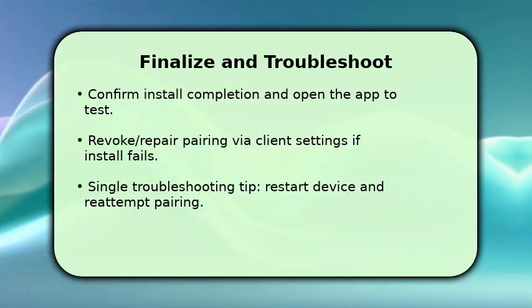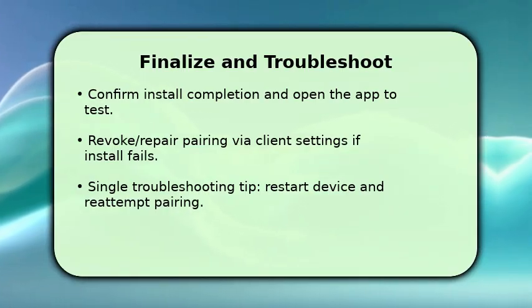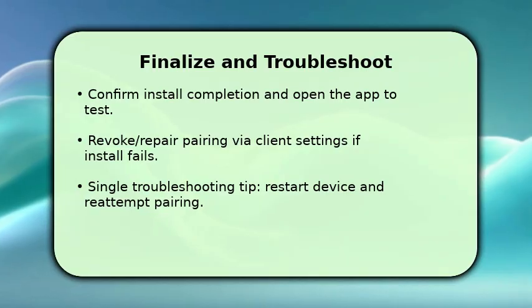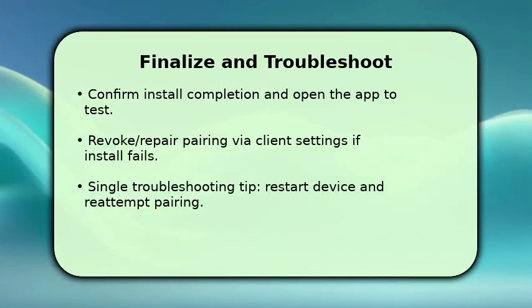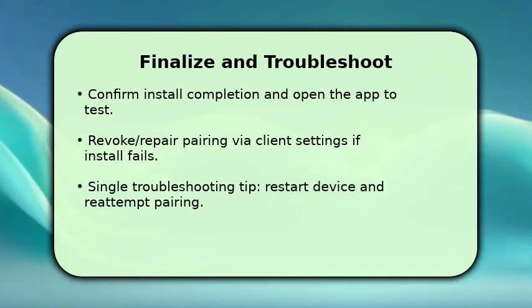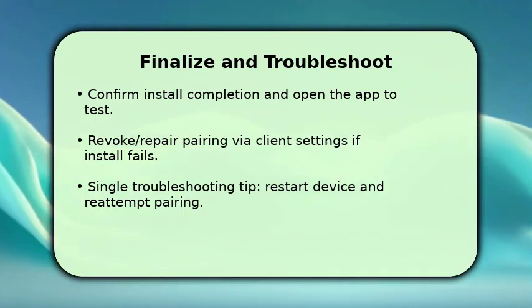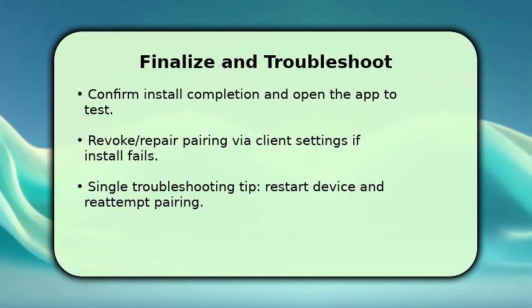If installation stalls or the app shows untrusted developer warnings, go to the Appdb client settings to revoke and reinitiate pairing, reinstall certificates, and retry the transfer. If things still fail, restart the device and the client, reconnect via USB or Wi-Fi, and repeat the pairing step. This simple reset resolves most connectivity or permission issues quickly.